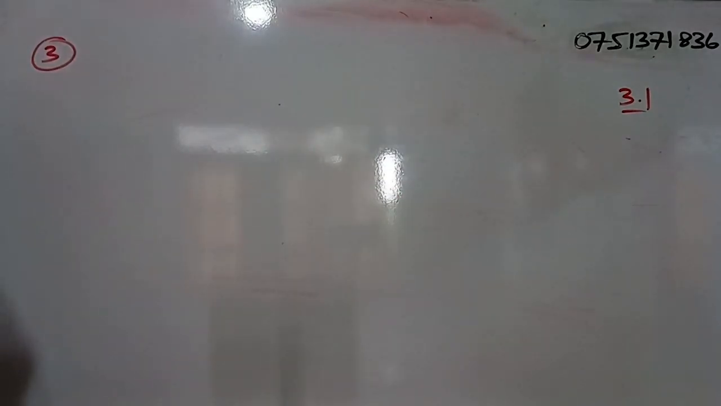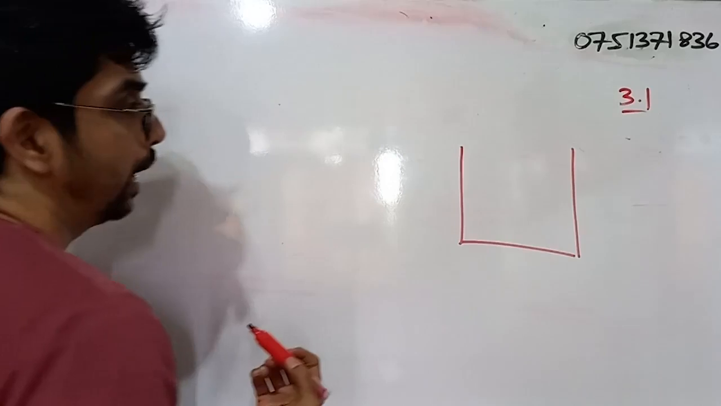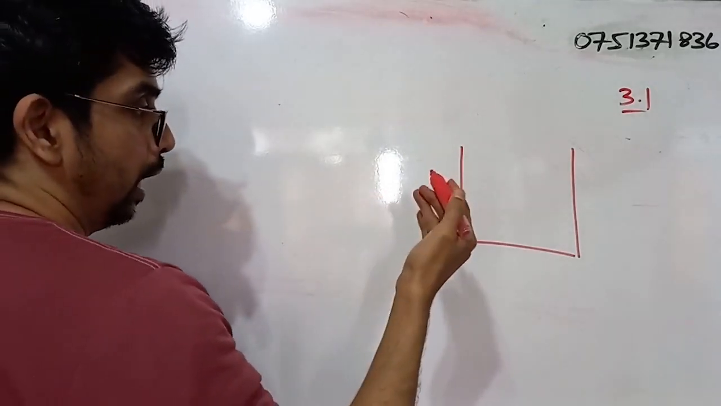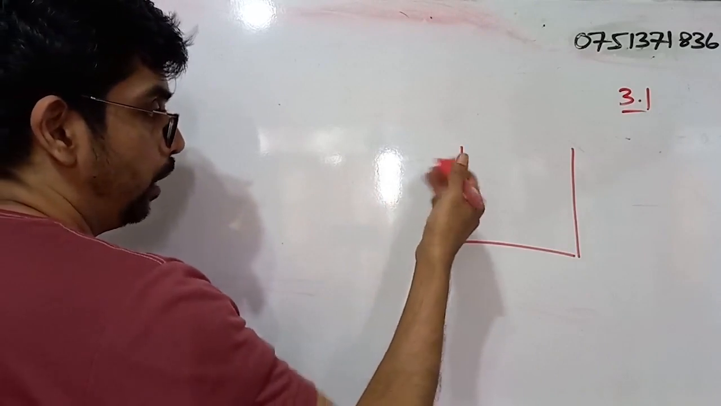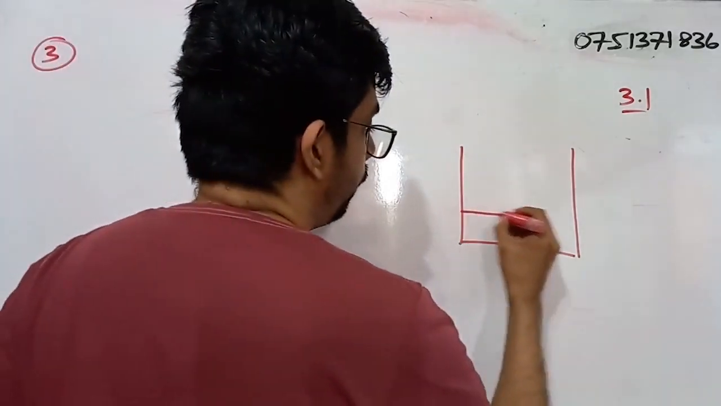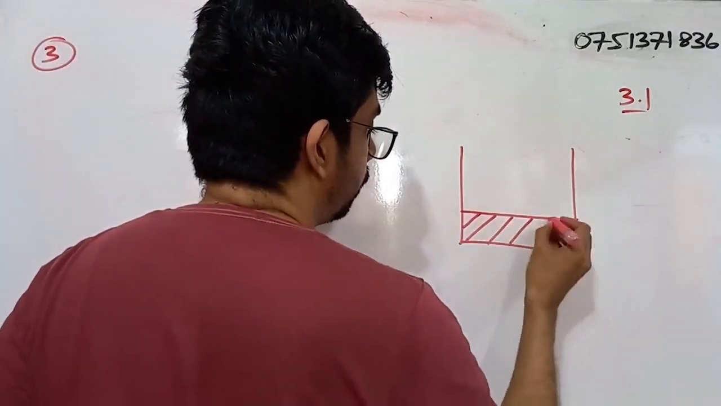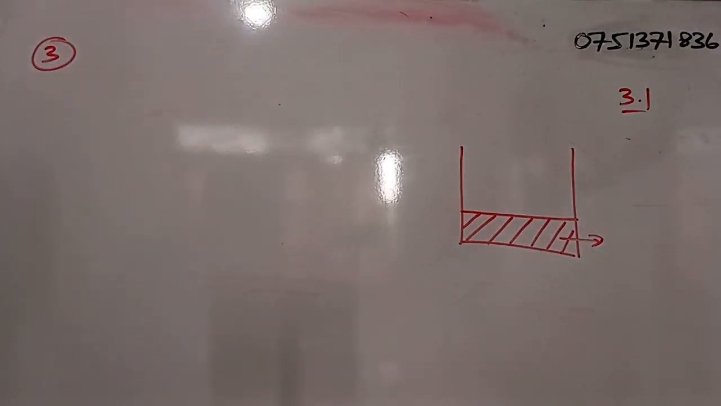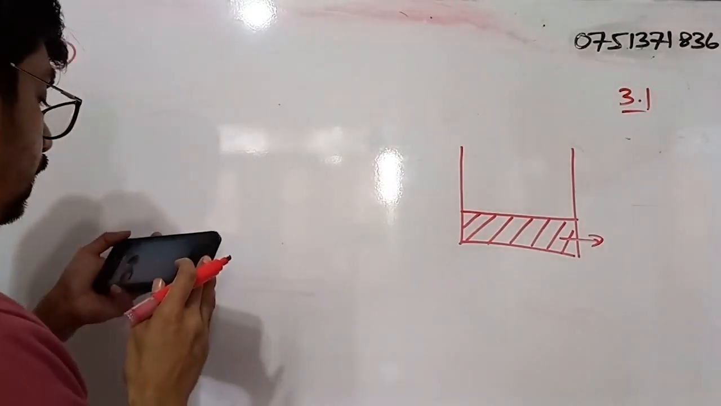Question number 3. A household water tank was filled with water. When 3/4 of its volume was used up, there was 200 liters of water remaining in the tank. At the beginning, it was full. Then 3/4 has been used, right? So what will the remaining amount be? It has been given to us as what?